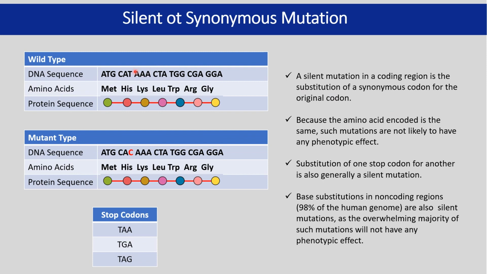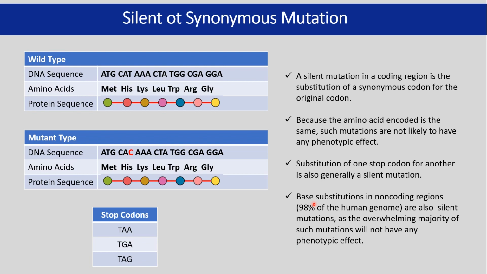This is caused mainly by a substitution event, like the T is substituted by C. So the amino acid sequence remains the same, and the substitution can also happen on a stop codon. Suppose TAA is a stop codon, and the A is substituted by G. So it still remains a stop codon, and there will be no change in terms of protein expression.